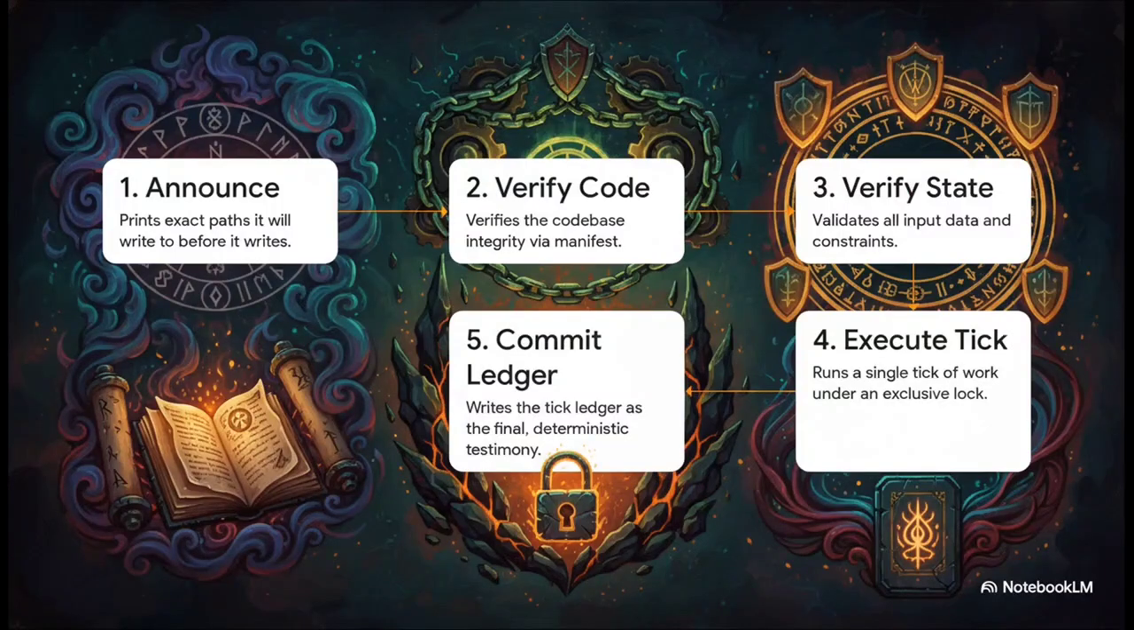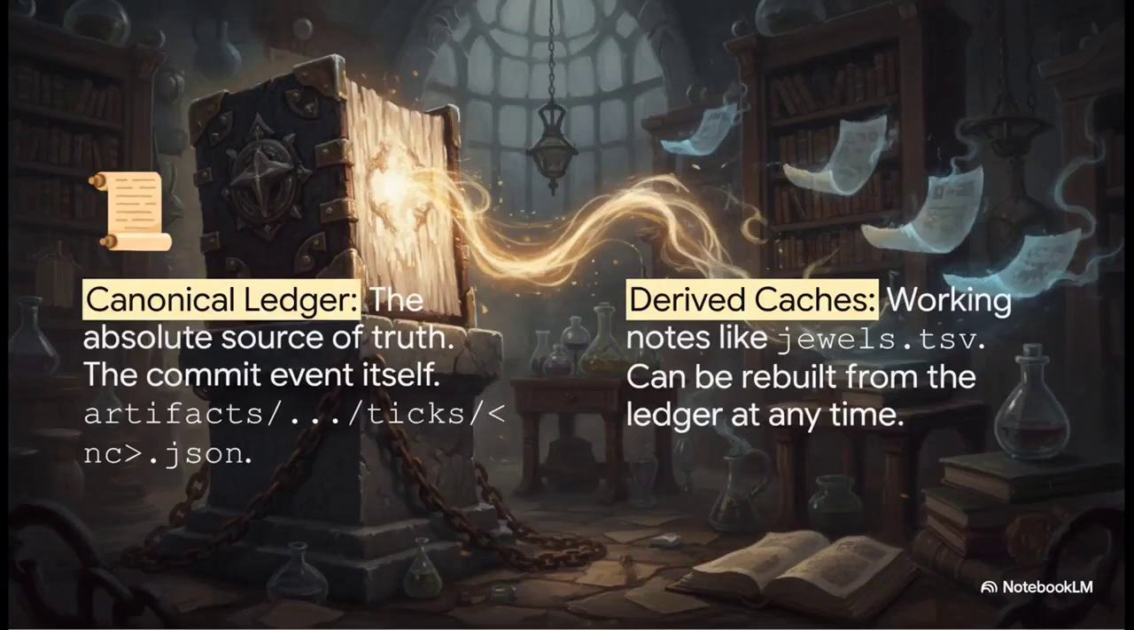And before the system does even one tiny bit of work, what it calls a tick, it has to follow this 5-step contract. It never deviates. First, it announces exactly what it's about to do. Then it verifies its own source code to make sure nothing has been tampered with. After that, it validates all the incoming data. Only then, once all those checks pass, does it execute that one single tick of work. And the very, very last thing it does is commit the ledger file, the official testimony of what just went down.